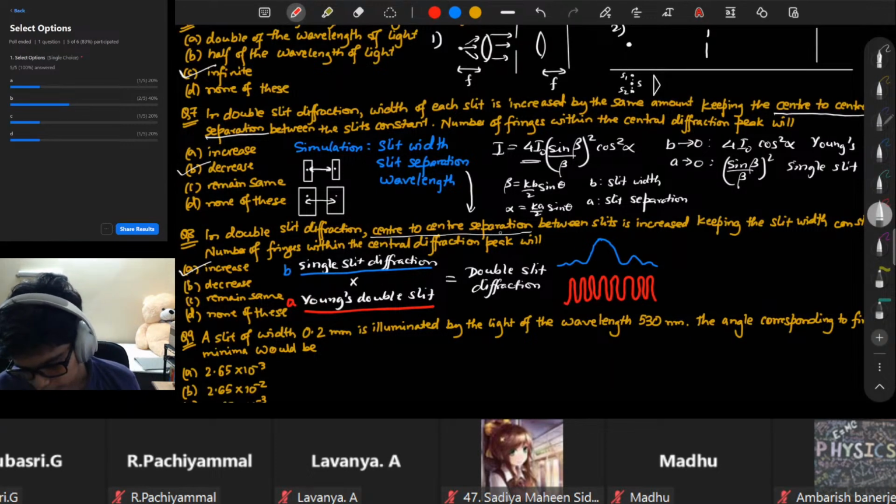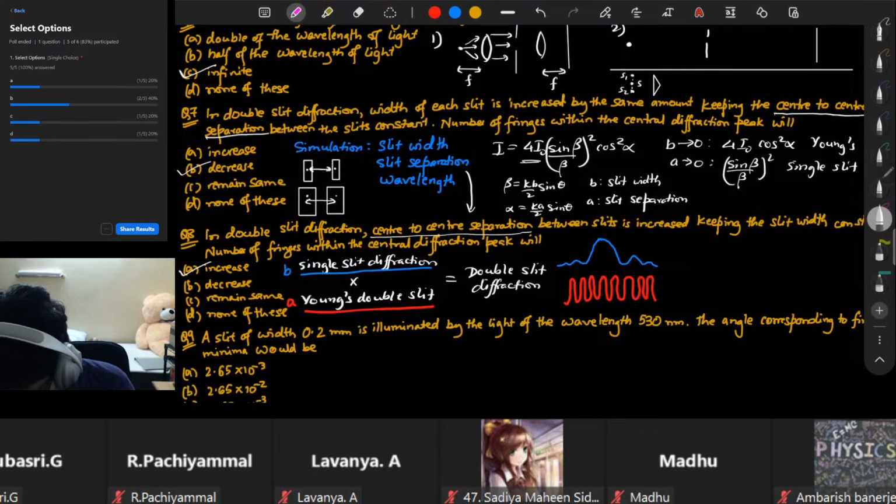So the question says, if the center to center separation is increased, that means slit separation A increases. That means in the Young's double slit interference, the slit separation increases. So if you increase the slit separation, then your fringes come closer together. If the fringes come closer together, you will be able to fit more of these fringes within this central lobe. So this is the central lobe. If you increase the separation, meaning even more closely spaced fringes, then you will be able to fit a lot more. You will be able to fit, let's say, roughly 6 or 7 of these, whereas earlier you were able to fit, let's say, 3 of these.